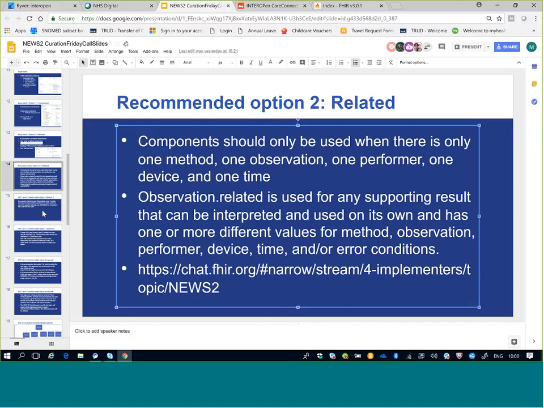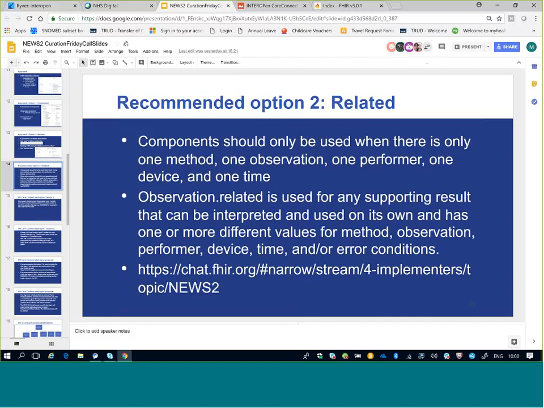So before I go to vital signs, does anybody have any comments on this, related or component, or is everybody happy with that? Let me look at the chat window. Yeah, okay. Thanks, Amir. Okay, it seems everybody's happy with that proposal, so I'm going to take that and move on. I don't think that's very controversial.